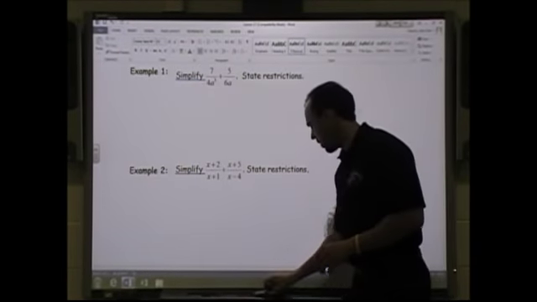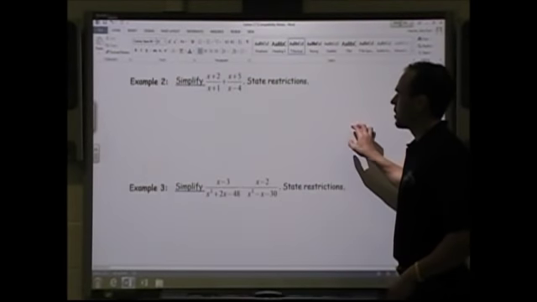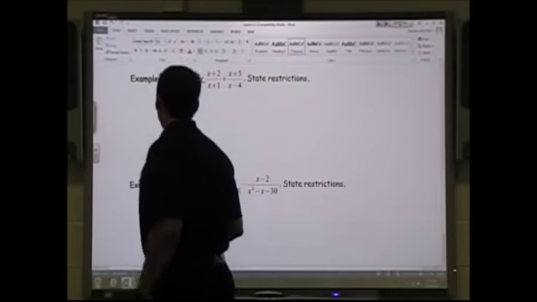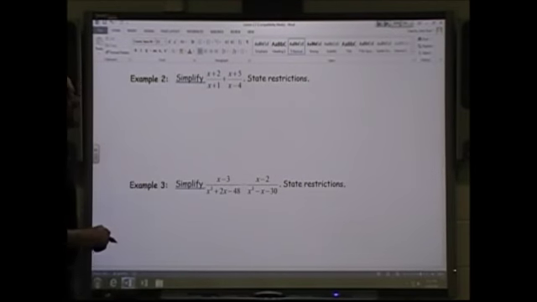So let's take a look at simplifying one that's a little harder, a little trickier. Now it's not a trinomial just yet. They're not trinomials, they're just binomials. So it asks us to simplify this and state restrictions.